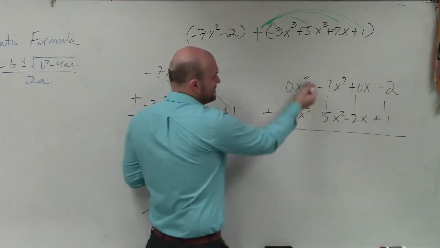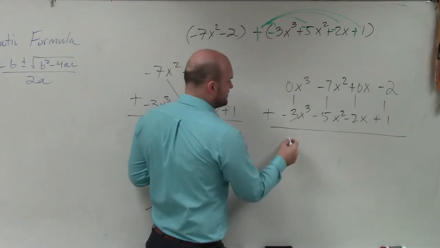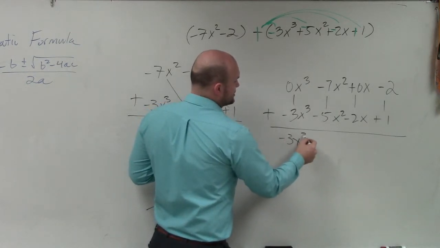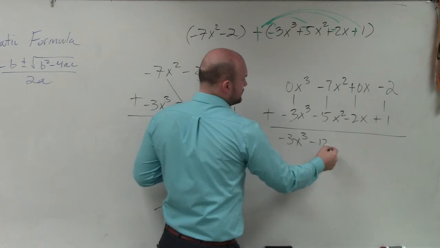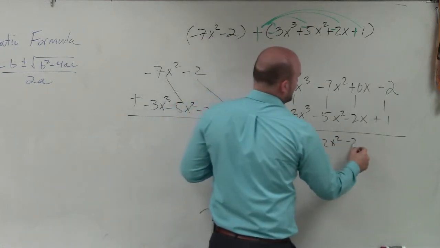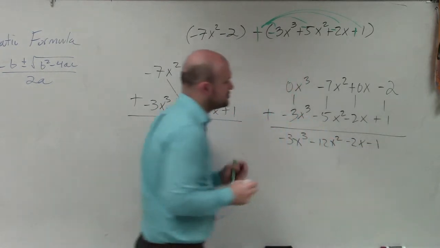So now, George, when I do this, I have 0x cubed plus a negative 3x cubed, which is negative 3x cubed. This becomes a negative 12x squared minus 2x minus 1 would be your final answer.